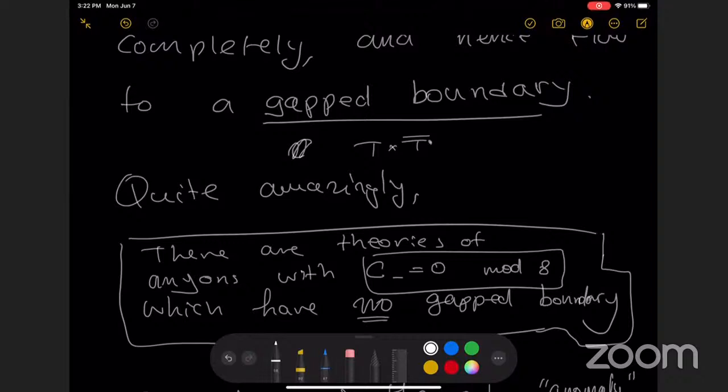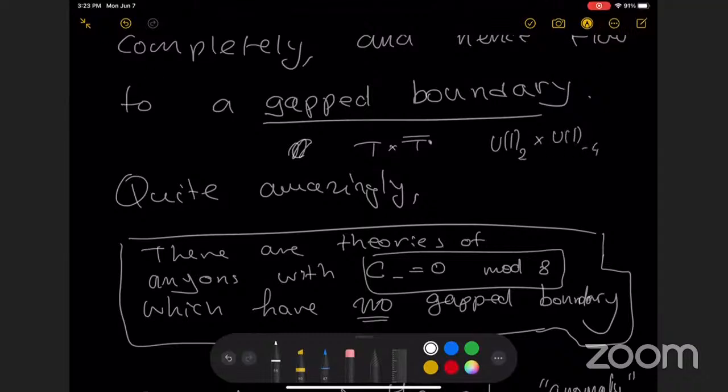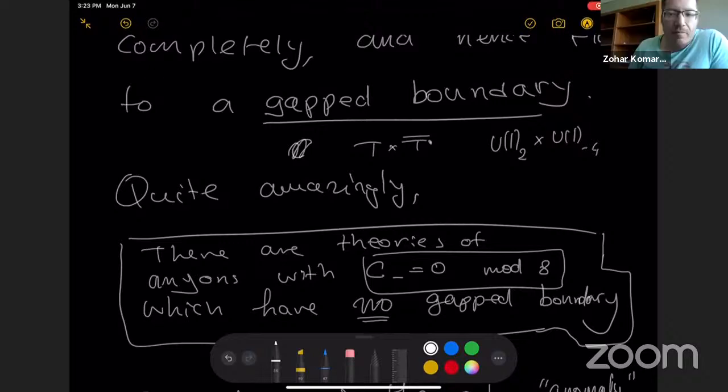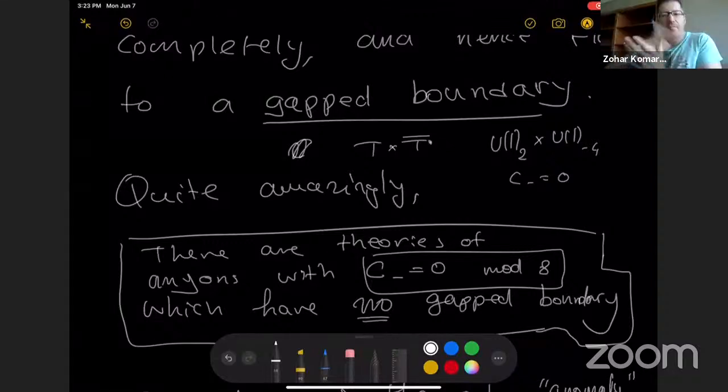Yes, there are simple examples in this class you mentioned, and I'll talk about it in more detail below. Consider U1 level 2 times U1 level minus 4. I believe this is the example. This theory does not have a gapped boundary, even though C minus is 0. But there are tons of examples. Look at the construction I wrote, and then you can construct others by quotienting this by anything, etc.